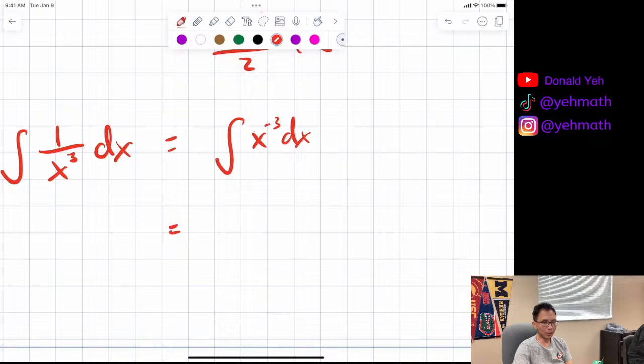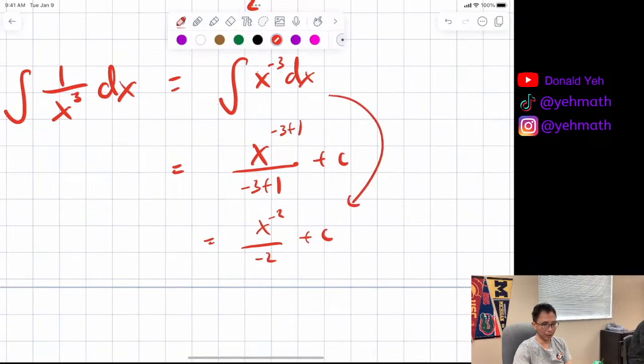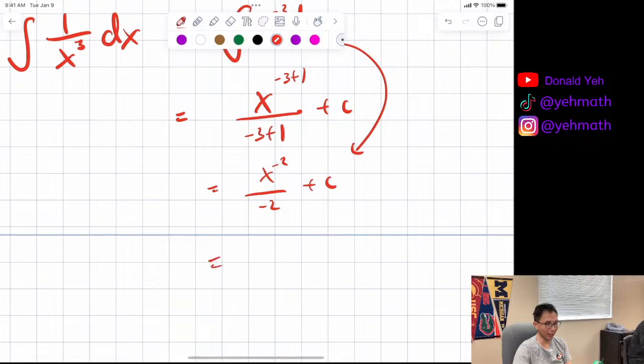So that's equal to, well, this one is going to be x to the negative 3 plus 1 over negative 3 plus 1. Again, I don't usually write out the step, but you should know that that's negative 2 over negative 2 plus c. I usually skip to this step and simplify as well because I don't like the negative 2 power. So it'll be 1 over negative 2 x squared plus c, just like what Corbin told me.